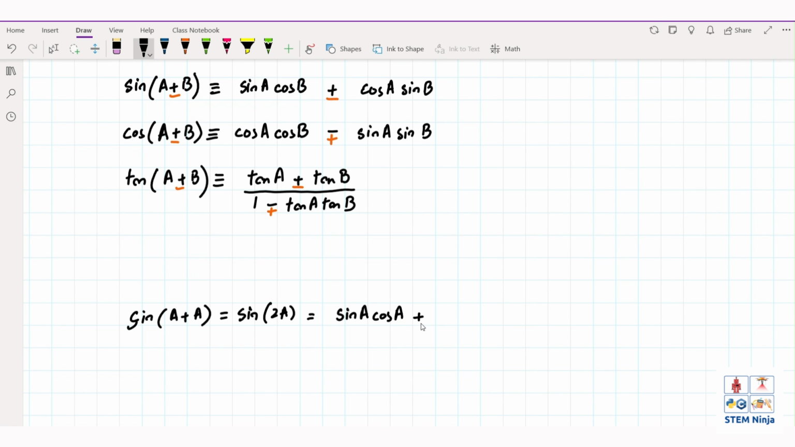Sign in the middle is positive. Then cosine of A, sine of A. These two terms are identical to each other. So this becomes 2 sine A cos of A. Now, when we are dealing with this type of situation, these are double angles. So we refer to them as double angle identities.